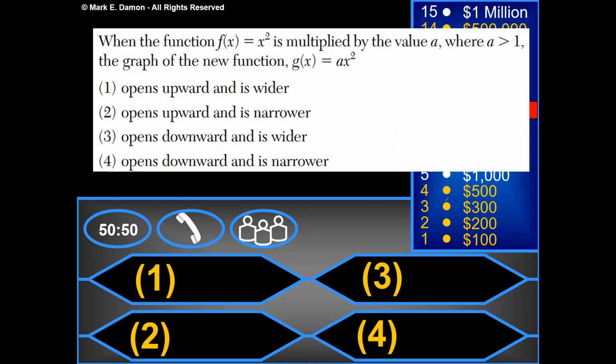So we know it is higher than 1, so it's not a fraction. And we know that it's facing upward. So this one is going to be A2. It's going to be A2.